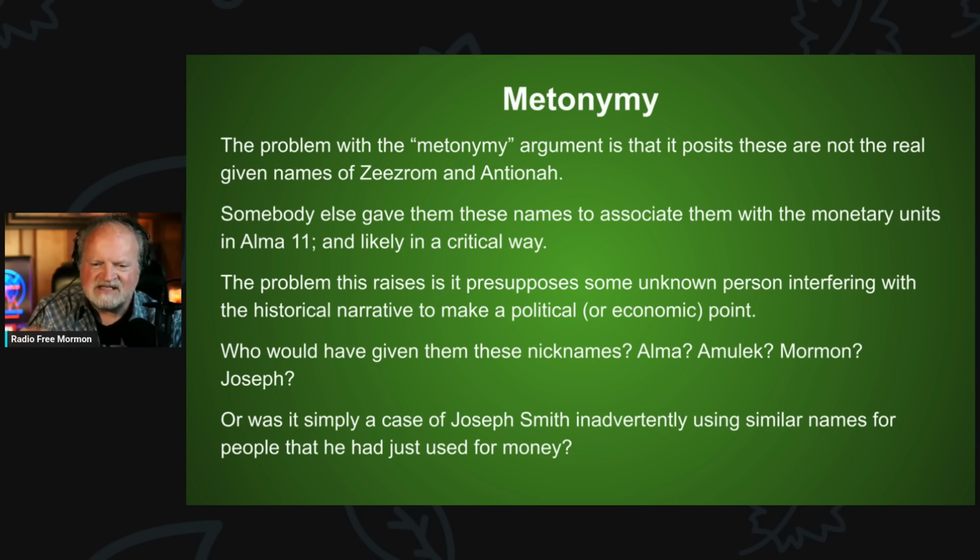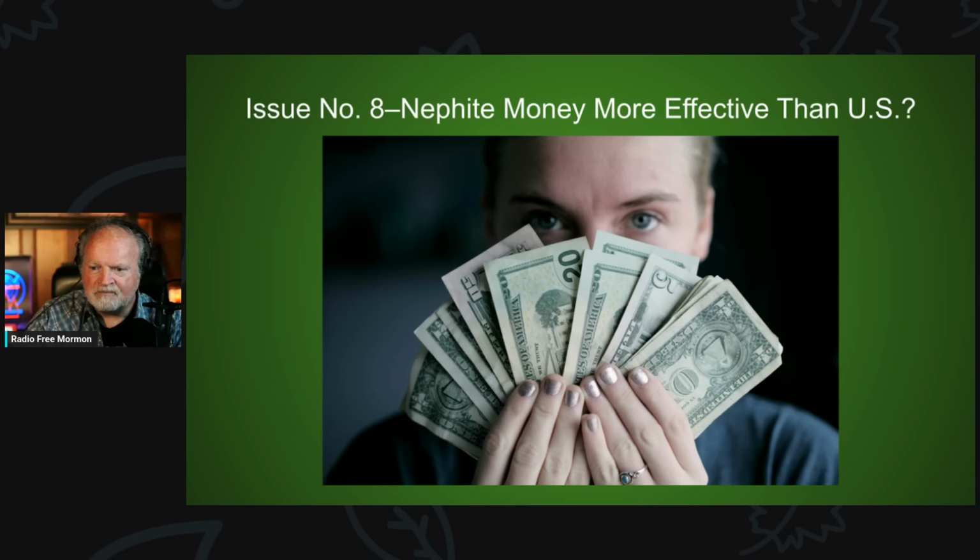Who would have given them these nicknames is the question that always bothered me, even as an apologist. It wasn't their parents. Was it Alma? Did he name him this in the record? Was it Amulek? Was it Mormon? Was it Joseph? Somebody had to give him these nicknames. And so that made me stop and think, I wonder who the suspects are. Or was it simply a case of Joseph Smith inadvertently using similar names for people that he had just used for money? That's certainly a possibility. I kind of lean toward that right now as the likely answer.